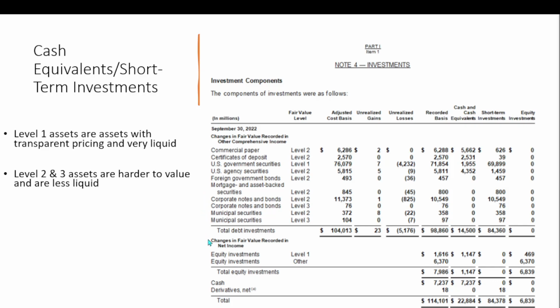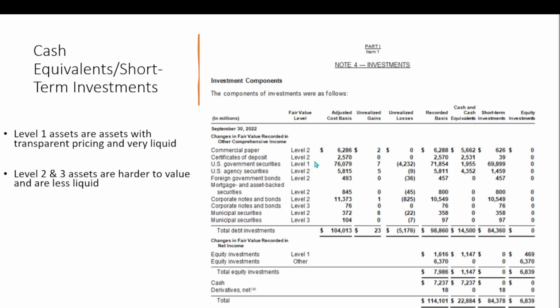And right here, they talk about the different levels of investments that they have. So notice that they have these different fair value levels. So they got level 2, level 1, and level 3. So level 1 assets are assets with transparent pricing and are very, very liquid. So notice where the level 1 securities are. It's around the United States government securities.